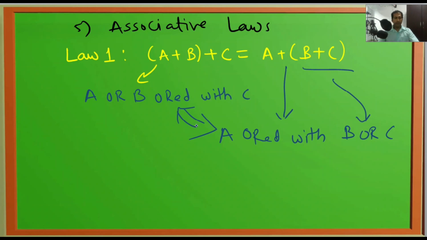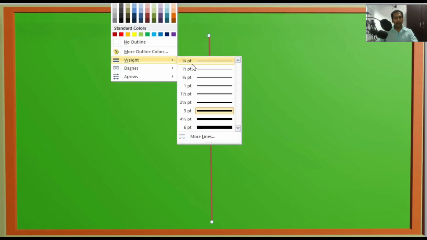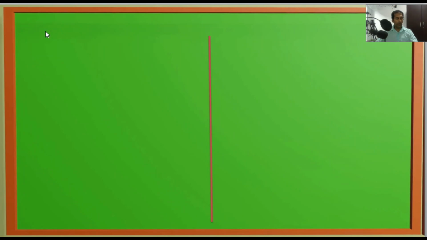For that, let us see the diagram and we will see how they are same. So let us make two parts here. In one side we will see LHS, another side we will see RHS. We will draw one partition here. Let us make it a thick line. Okay, now this side, left side, we will write for LHS side. The LHS side, what is the expression? A plus B. This is faint, we will change the color. So this side we have A plus B plus C. Okay, and this side we have A plus B plus C.